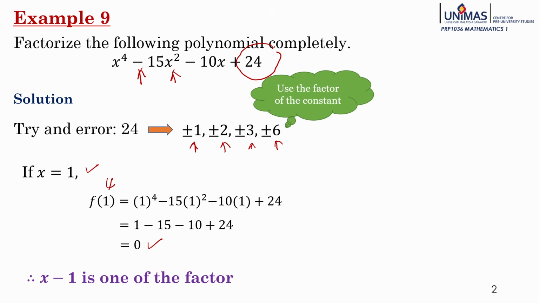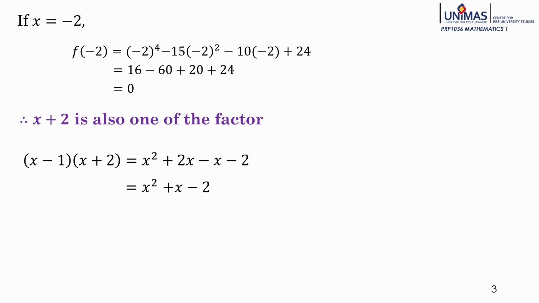So that means x minus 1 is one of the factors. Remember when we write in terms of the factor, it is x minus 1. When we substitute the value x equal to 1, you get 0. That means x minus 1 is one of the factors. I'm not showing the other values here because when you substitute, you do not get 0. So that means it is not a factor.